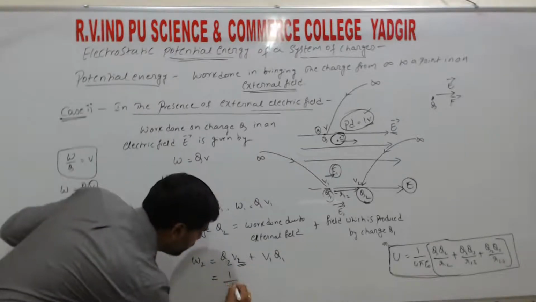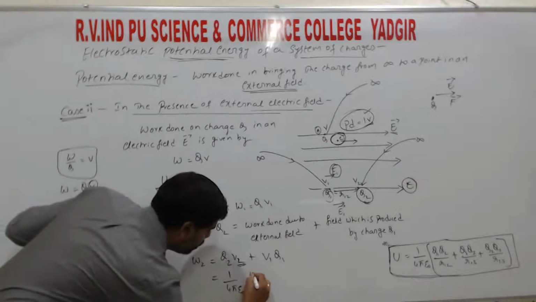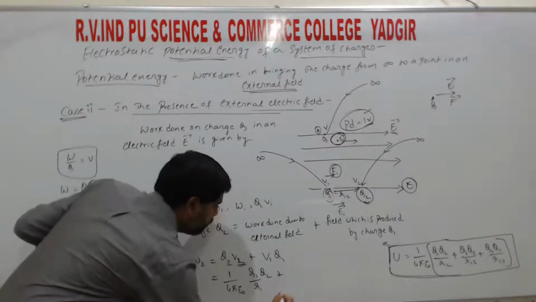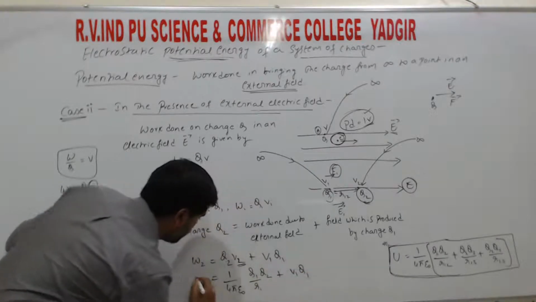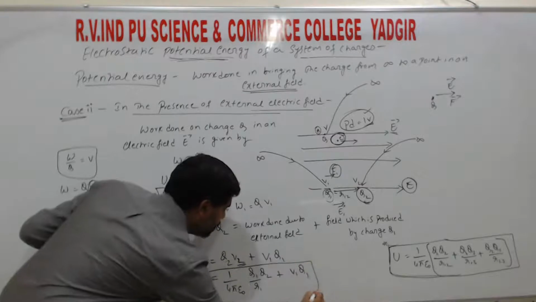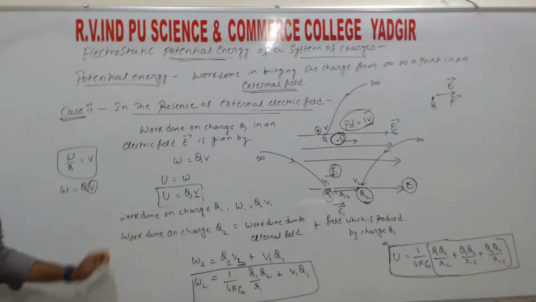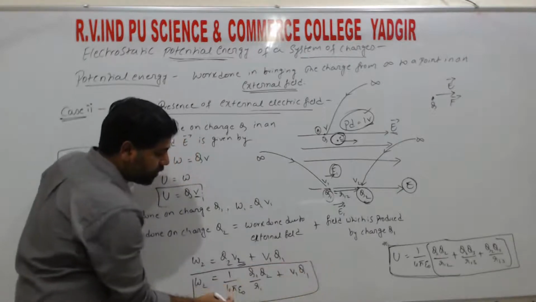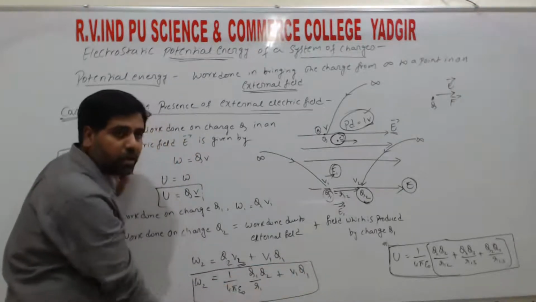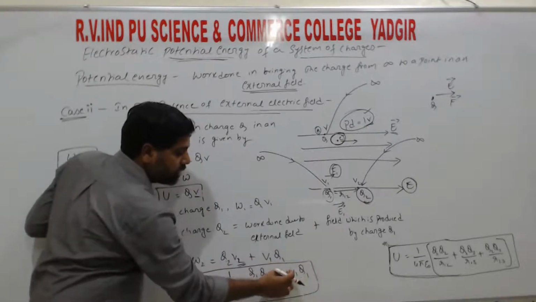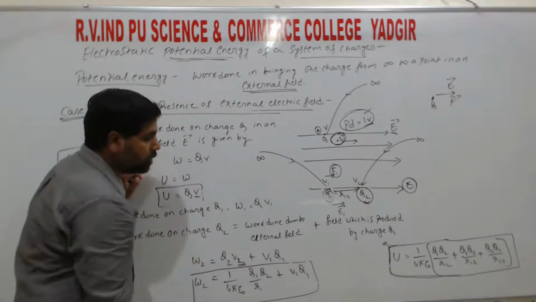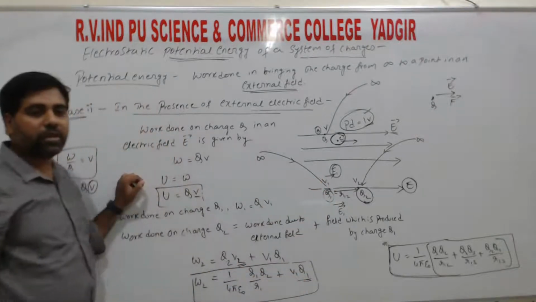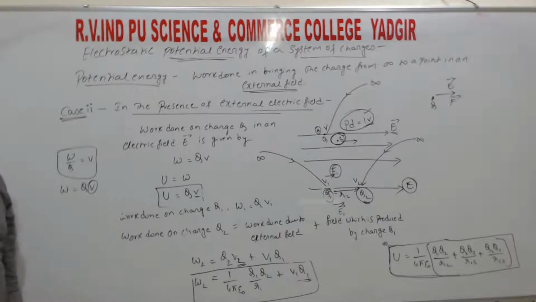So that is 1 by 4 pi epsilon naught Q1 Q2 by R1 plus V1 Q1, right? So this gives the work done. Initially, without the external field, we have only this much, 1 by 4 pi epsilon naught Q1 Q2 divided by R1. We don't have this extra quantity, V1 Q1. So here, by the external field, we are getting one more term, that is V1 Q1, right?